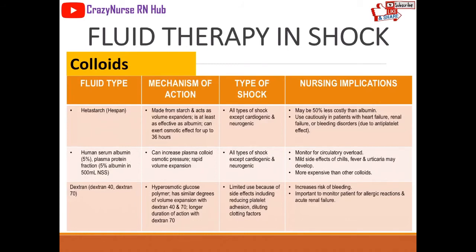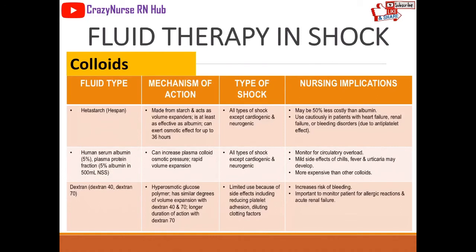Next, we have your human serum albumin 5%, plasma protein fraction 5% albumin in 500 ml NSS. It can increase plasma colloid osmotic pressure, and it is for rapid volume expansion. It is indicated to all types of shock except cardiogenic and neurogenic shock. So for our nursing implications, we have to monitor for circulatory overload. Please note that there will be mild side effects of chills, fever, urticaria, and also it is more expensive than other colloids.